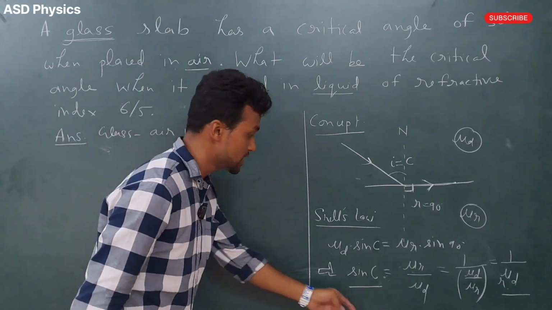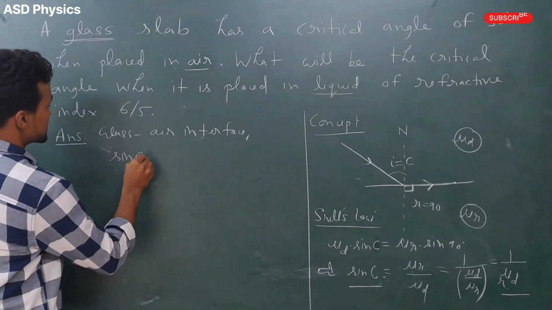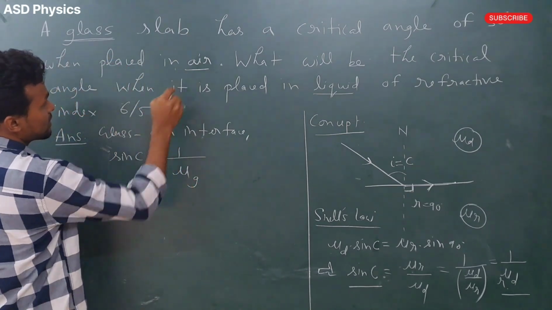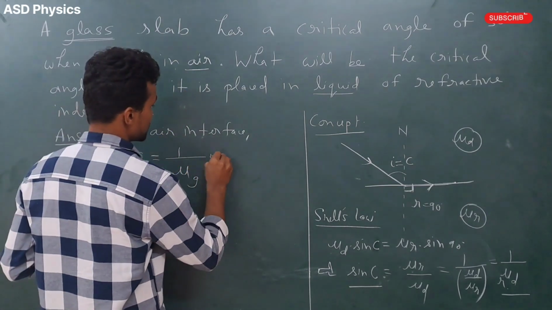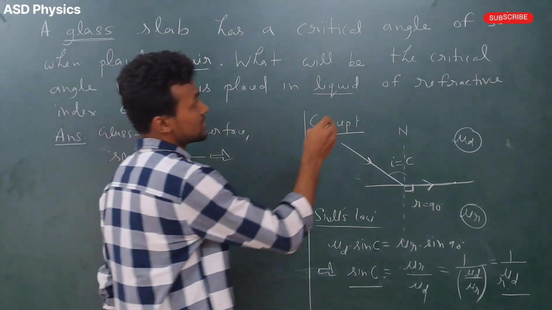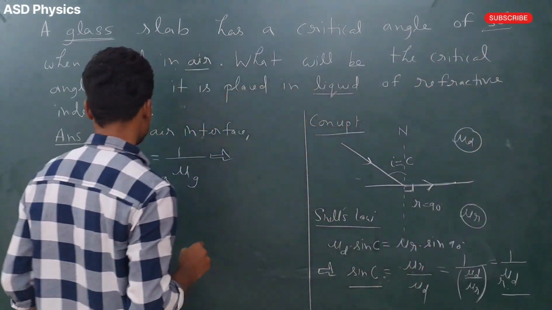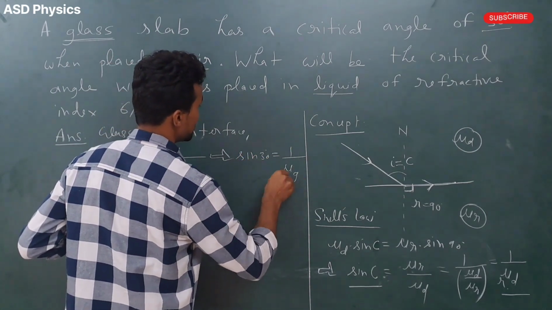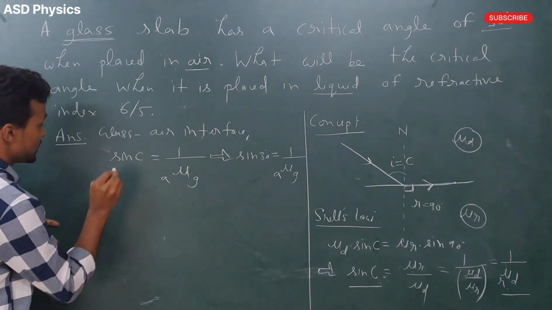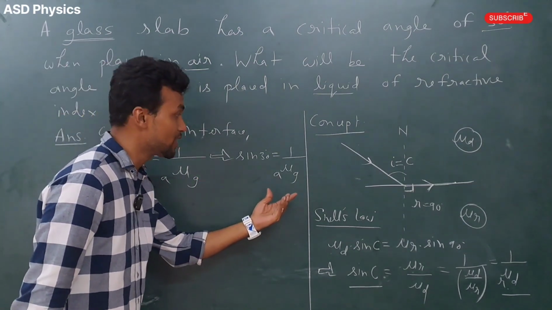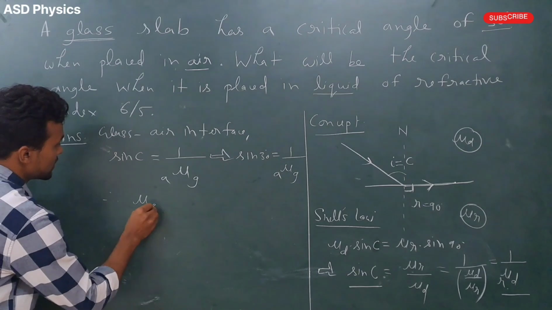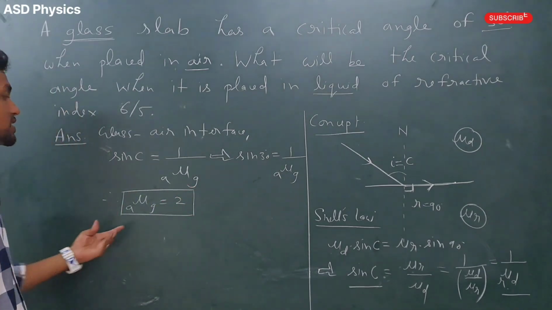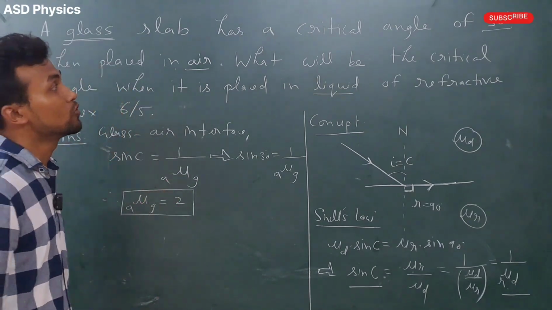So again we are going to use this formula here. So we can write sin C is equal to 1 by mu, denser means glass and rarer means air. So my dear students, here this critical angle how much given here? Initially critical angle is given here 30 degree. So I will write sin 30 degree is equal to 1 by mu glass with respect to air. Hence we know very well the sin 30 degree value is 1 by 2. So when I will simplify this, glass with respect to air will come 2.